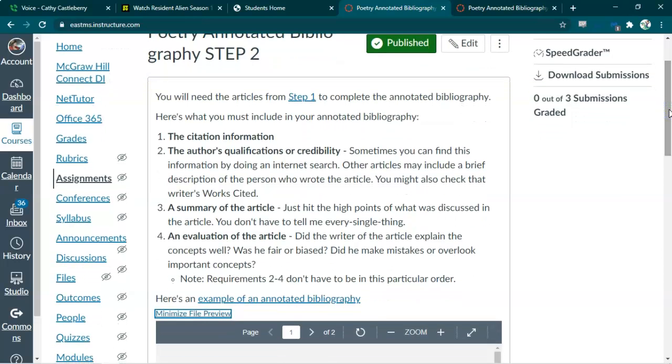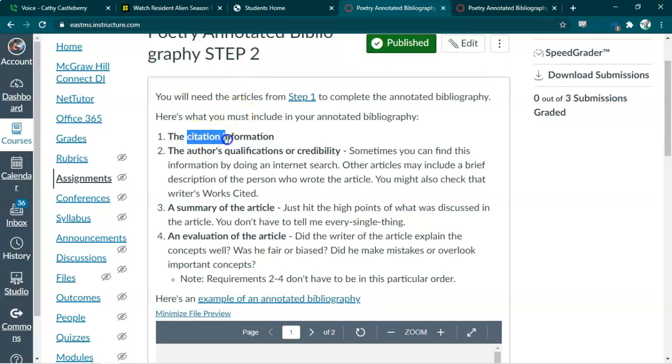Now, if you wanted to do all 3, I would definitely give that higher consideration when I'm making point deductions for grammar and that sort of thing. Okay, so keep that in mind. Now, let's see what we need to have.